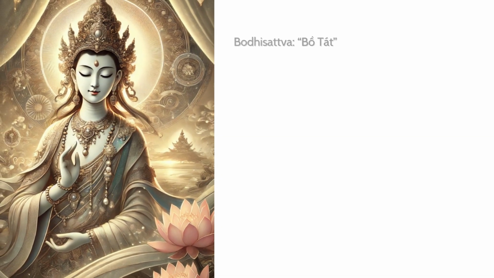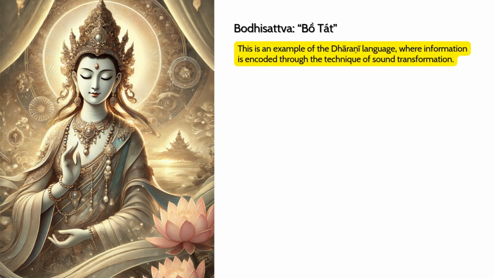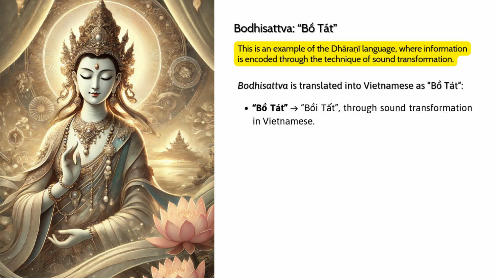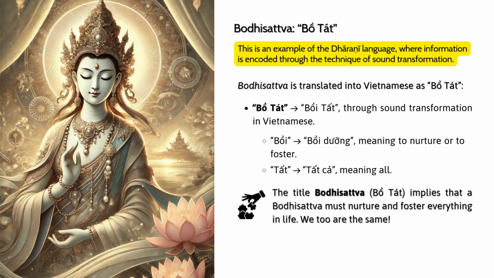Next, we will decode the title Bodhisattva in Buddhism. This is an example of the Dhāraṇī language, where information is encoded through sound transformation techniques in Vietnamese. Bodhisattva is translated into Vietnamese as Bo Tat. The word Bo Tat is transformed into Boi Tat, in which the word Boi is a hidden form of Boi Dung, meaning to nurture or to foster. The word Tat is a hidden form of Tat Ka, meaning everything in life. Therefore, the title Bodhisattva implies that a bodhisattva must nurture and foster everything in life.